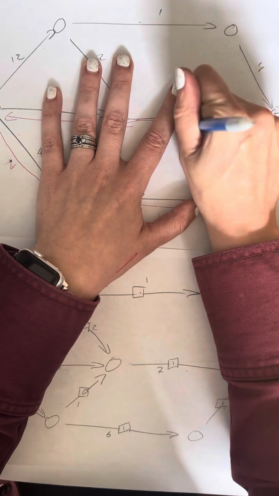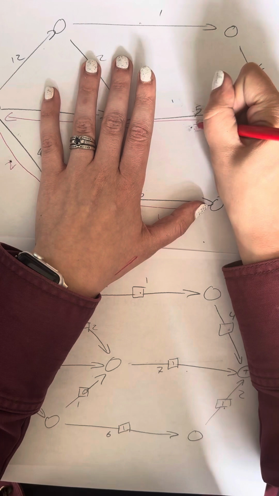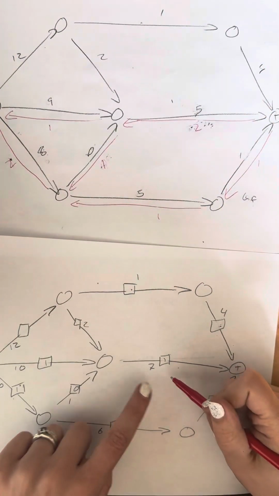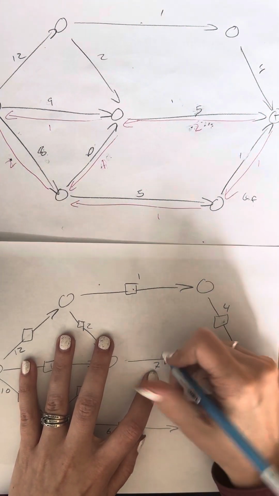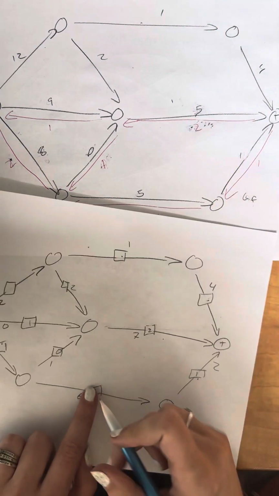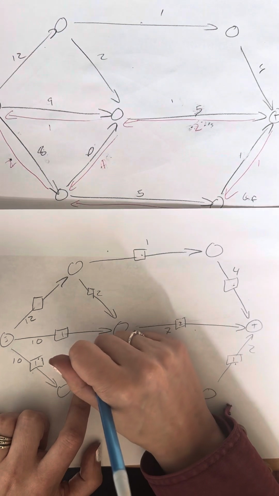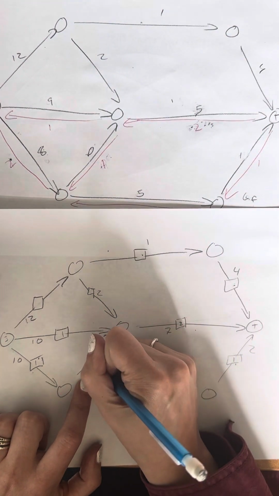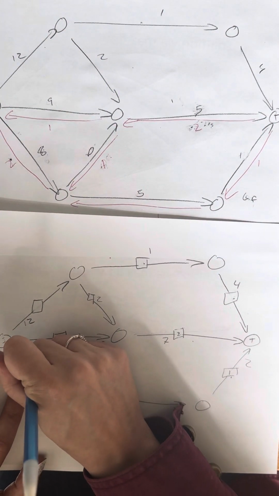It's the wrong color. 2. All right, so 5 plus 2 is equal to 7, which is correct, and then I can increase my flow along this path. Remember that my flow is the same as the red numbers, so that's going to be 1, and this one's going to be 2.